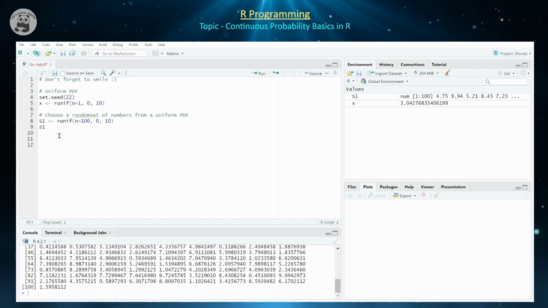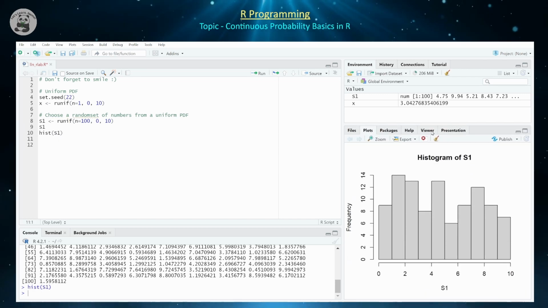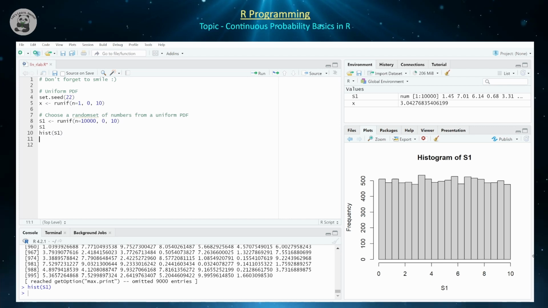One way you can graphically display this is to construct a histogram of the values in S1. If we give that a run, notice that we have about the same number of individuals from 0 to 1, 1 to 2, 2 to 3, and so on, with a few less from the 5 to 6 interval. If you increase this sample size n, hopefully that should approximate a horizontal distribution.